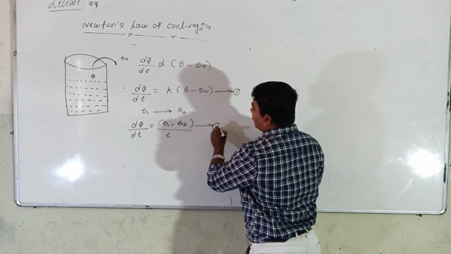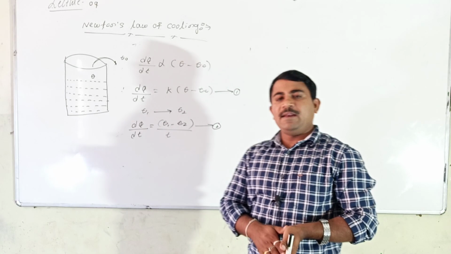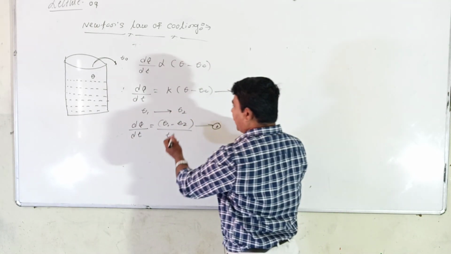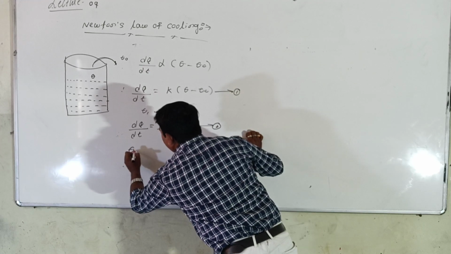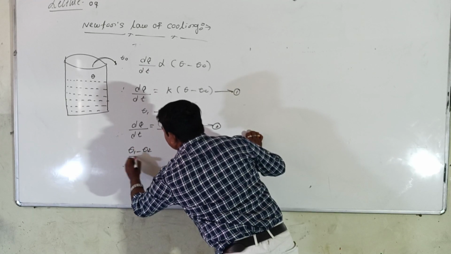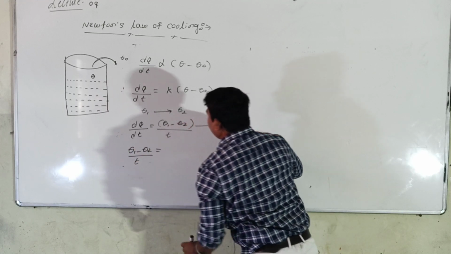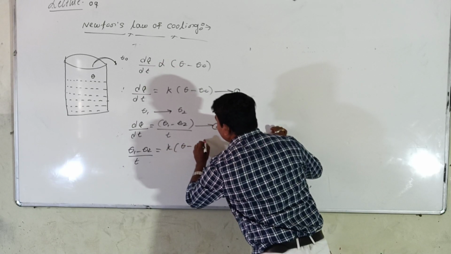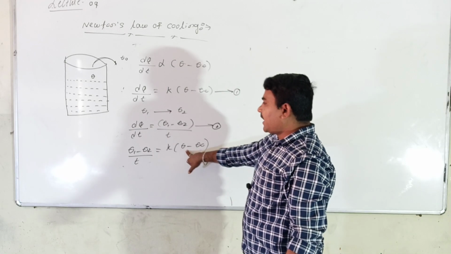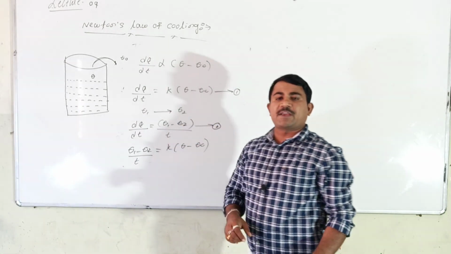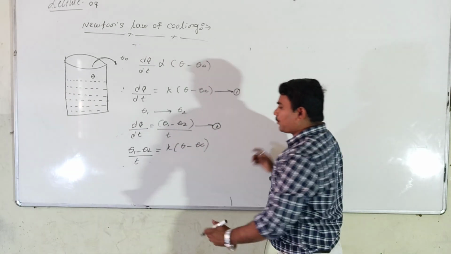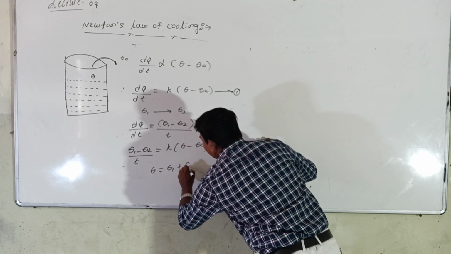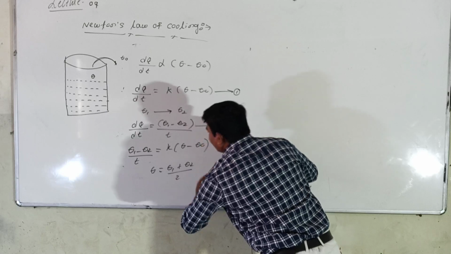Now I will call it equation 2. Very simple. Compare equation 1 and 2. What are you getting? If you compare equation 1 and 2, I can take (theta 1 minus theta 2) divided by time equal to k into (theta minus theta naught), where theta is the average of theta 1 and theta 2. Theta is (theta 1 plus theta 2) divided by 2.